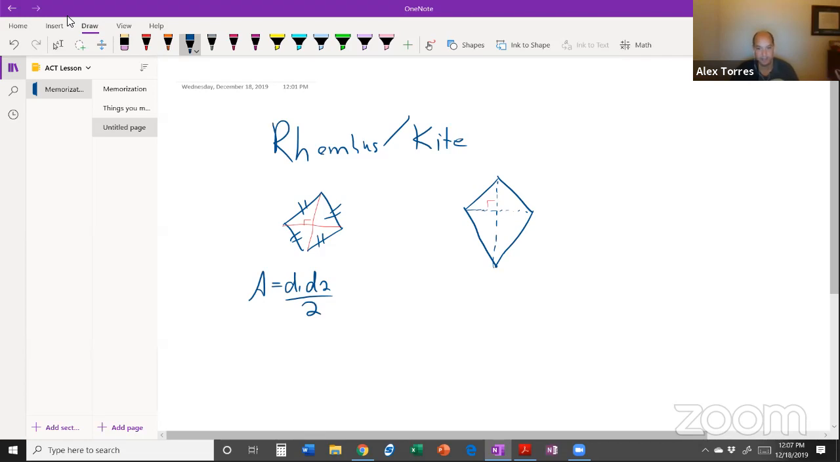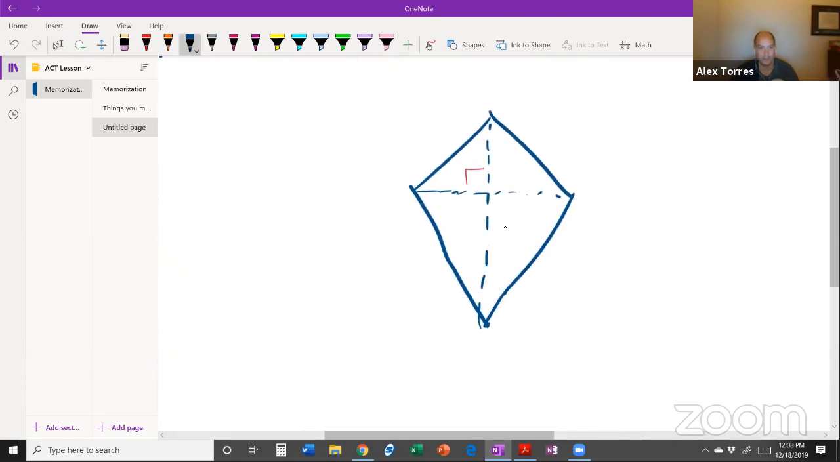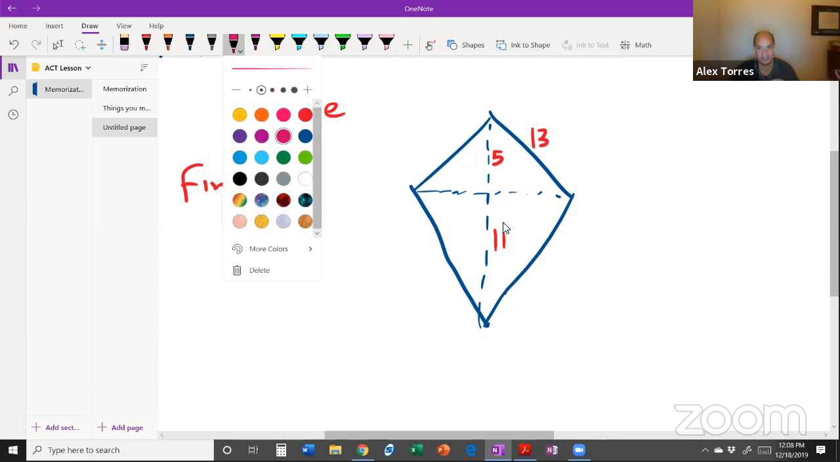There are a variety of ways those questions can be asked. For instance, you may get this side being 5, this being 13, and this piece right here is 11. That's a kite. Usually we'll be told it's a kite and asked to find the area. It'll be a combination with Pythagorean. Usually you won't get this right angle, so you have to know it's a kite, which means the diagonals are perpendicular. So let's put that right angle symbol back.